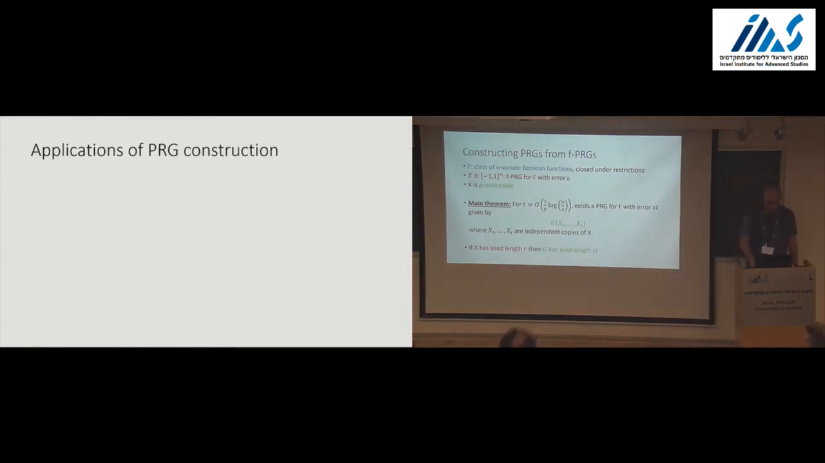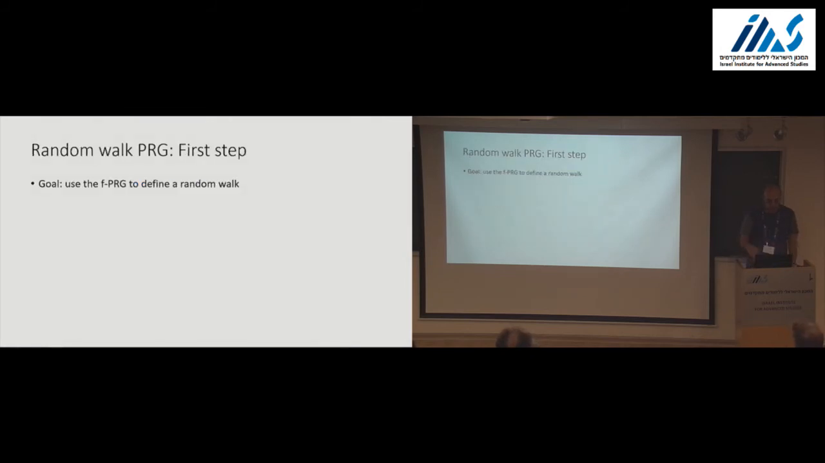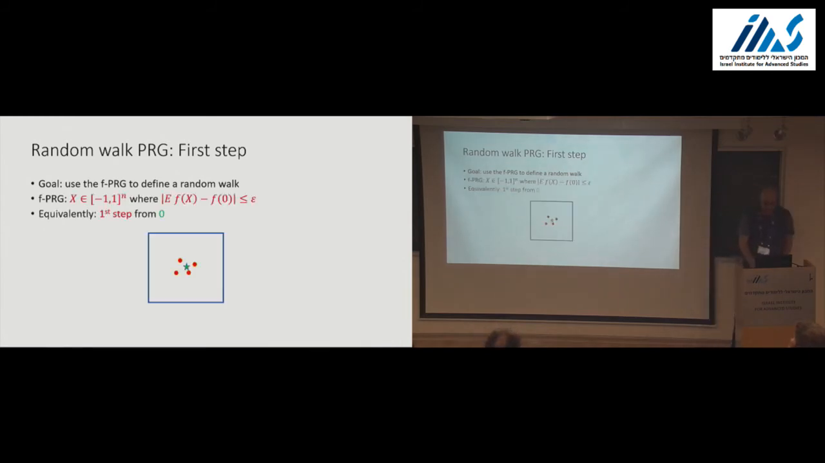Okay, so how do we do it? Let me skip that for now. So how do we design this? The first thing to realize is that you can think of this fractional PRG as doing the first step in a random walk. So the first step we know how to do. Why? Because what is this fractional PRG? Just take some values inside.